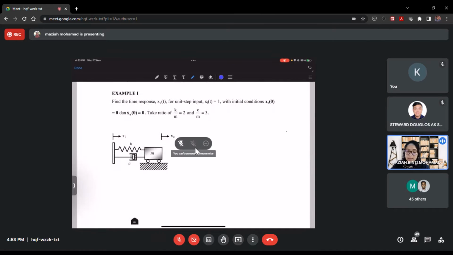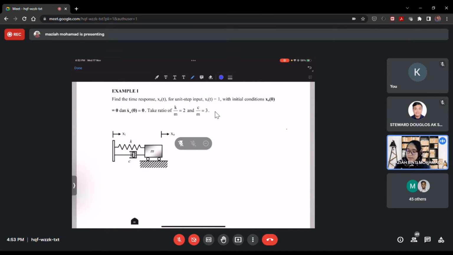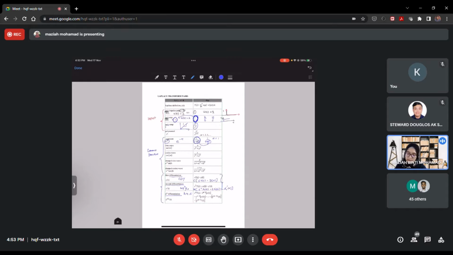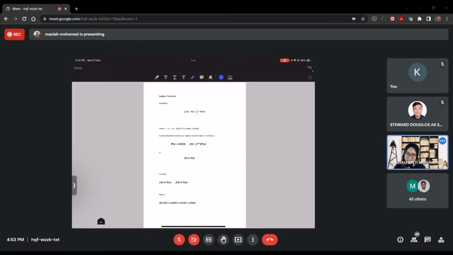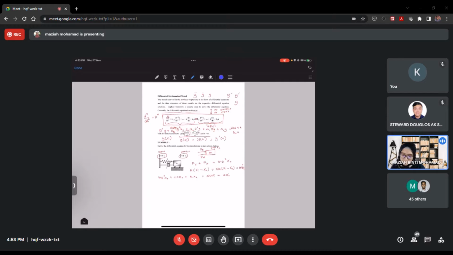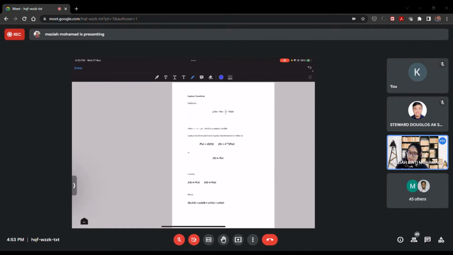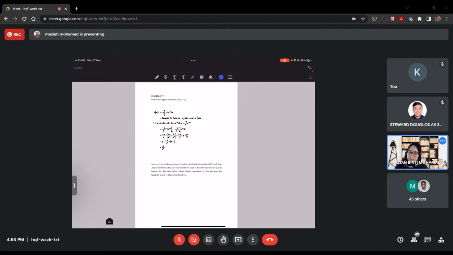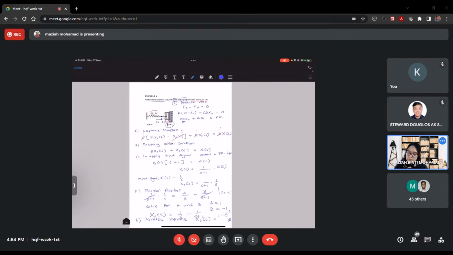Alright, so let's do a quick step here. The ODE, we have derived it in the example here. That is the ODE there. We're not going to derive it again. We're just going to use that, M d square x naught plus C dx naught plus K x naught.